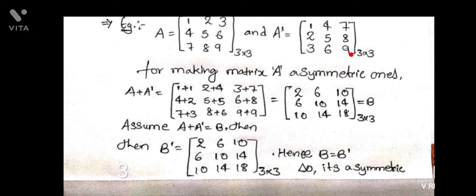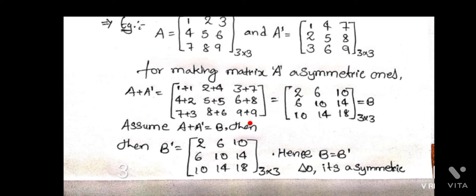How can we say it is the transpose? By seeing that the rows of the first matrix are the columns of the second matrix. That is, 1 2 3 is the first row here, and it is the first column there. 4 5 6 is the second row, and it is the second column there, and likewise for the third row and third column. So this A dash becomes the transpose of A. To make matrix A symmetric, how? By adding A and A dash, we can make the obtained matrix a symmetric one.